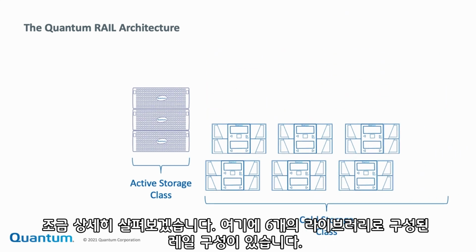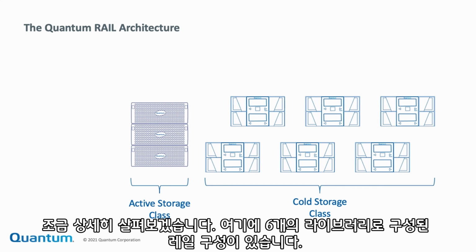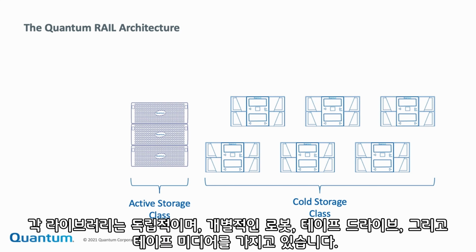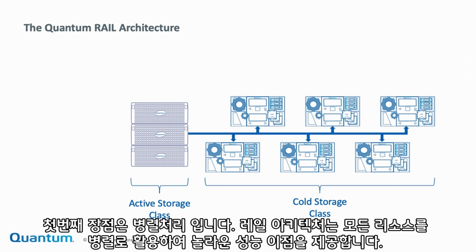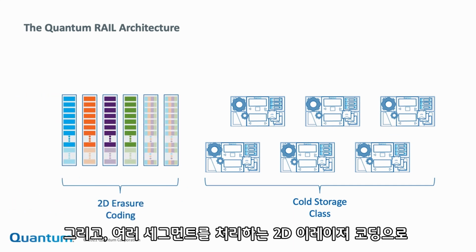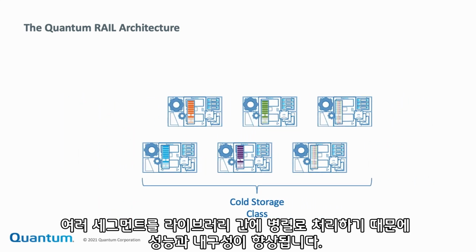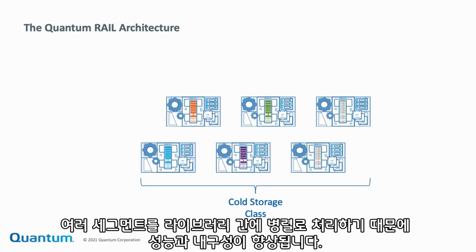So let's take a closer look. Here we have a RAIL with 6 libraries participating in the array, and these libraries are independent. They each have their own robotics, their own tape drives, and of course, their own tapes. The first advantage here is parallelism. The ability to leverage all these resources in parallel gives ActiveScale Cold Storage an incredible performance advantage. And with ActiveScale's 2D erasure coding, which produces multiple segments, the RAIL architecture allows ActiveScale to spread those segments across libraries in parallel, which results in better performance and durability.